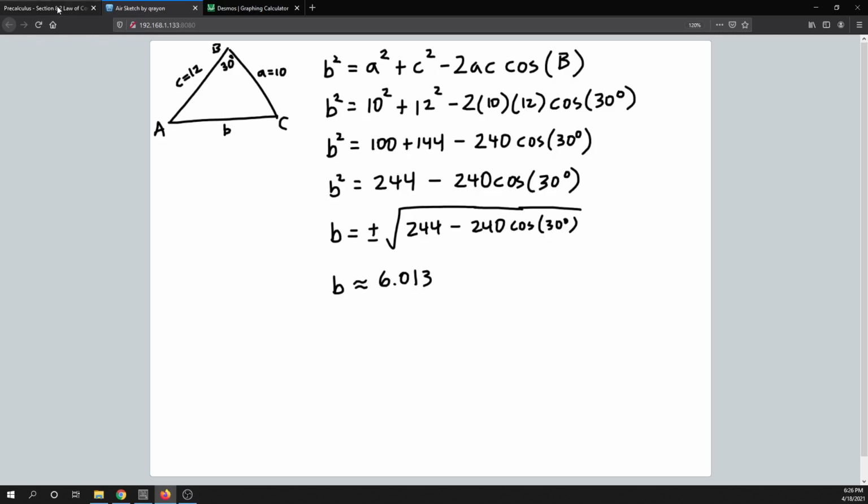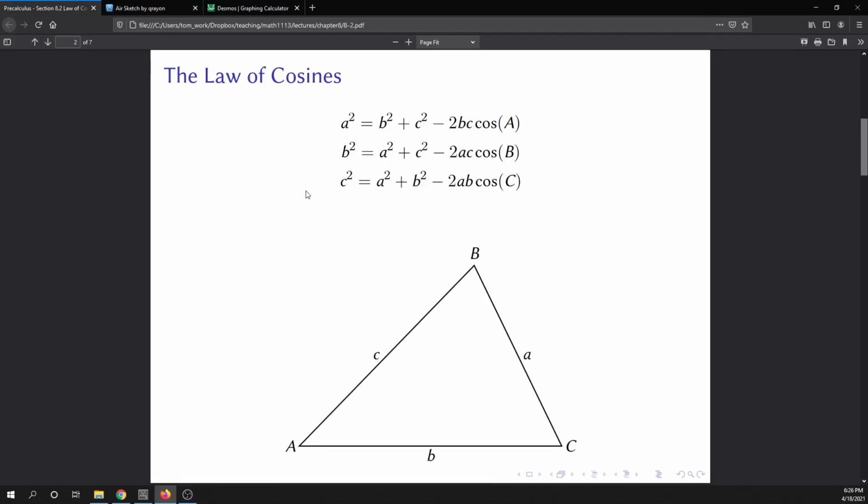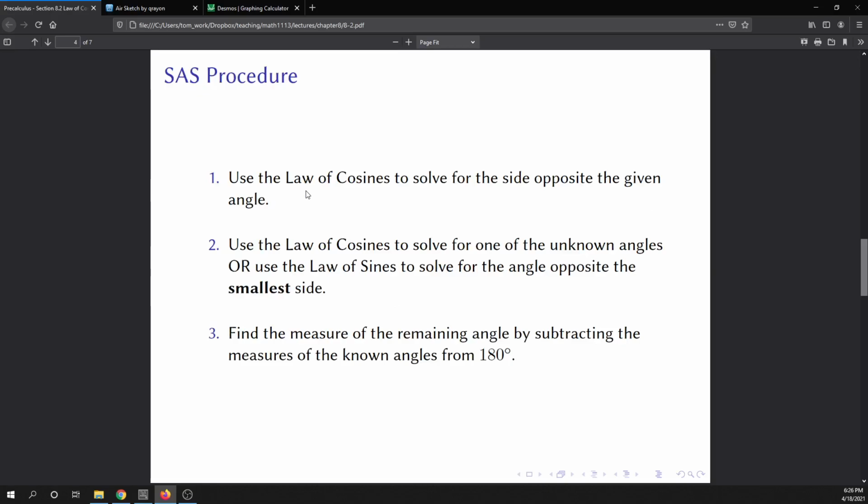All right. And so looking back at our procedure, the next thing that we want to do is one of two things. We want to either use the law of cosines to solve for one of the unknown angles, or use the law of sines to solve for the angle opposite the smallest side. Okay. So I'm just going to go ahead and use the law of cosines. If you use the law of cosines in this step, you don't have to really worry about whether it's the smallest or not. So that's what I'm going to do. And also this video just gives you another example of how to use the law of cosines to solve for an angle.